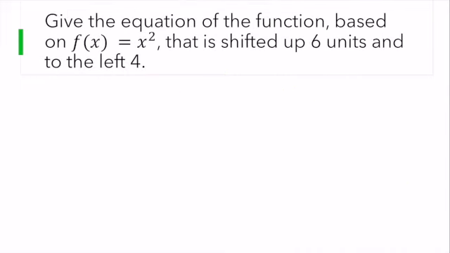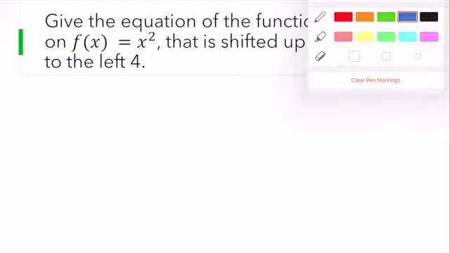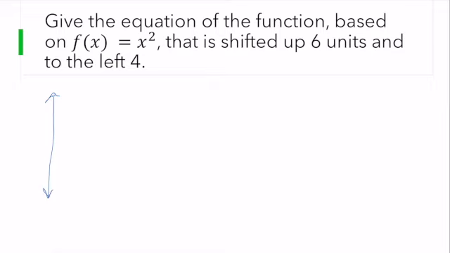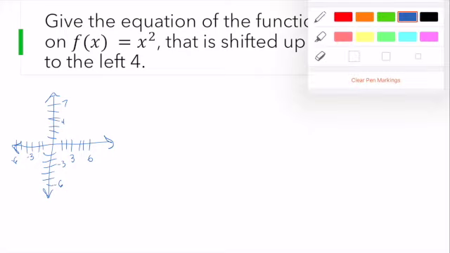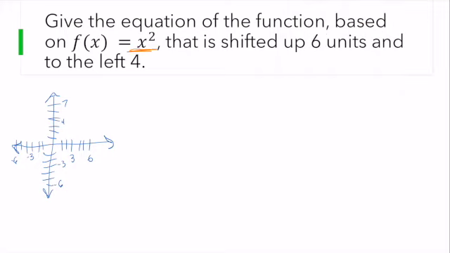Next, we need to give the equation of a function based on f of x equals x squared that is shifted up 6 units and to the left 4. So, we need to sketch this out. Okay, I'm going to have my function x squared. That's our most basic parabola.